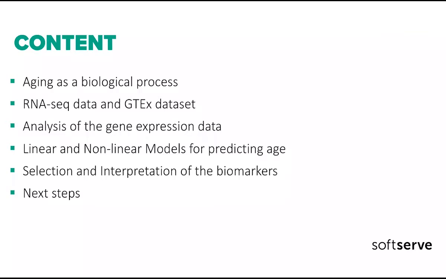Talk about what is aging as a biological process, what types of data can be used and analyzed for this, also about the RNA sequence data and particularly the data set that was used for this research. We'll also talk about how to analyze such types of data because it has its own characteristics. And then we'll try to build linear and non-linear models for predicting age and try to select some of the features and interpret the meaning of those.